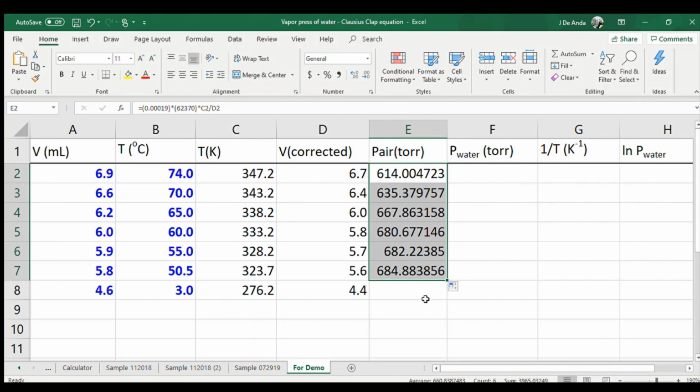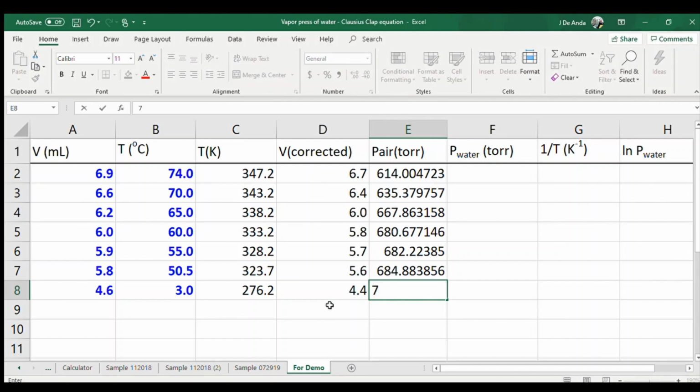The reason is we already assumed that at the very low temperature, all of the air is the only thing in there. In other words, all the pressure is generated by the air, and we had established that the total air pressure, barometric pressure, was going to be 760. So that's what we're going to write in there. In other words, you don't make a calculation for this item here.